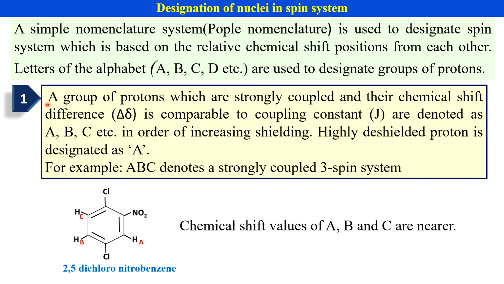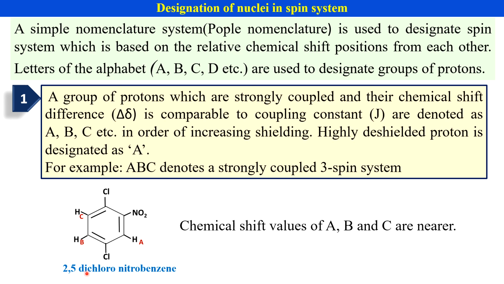Rule 1. A group of protons which are strongly coupled and whose chemical shift difference is comparable to coupling constant are denoted as A, B, C, etc. If such letters consecutively come, then there is a small chemical shift difference, and the letters are given in order of increasing shielding. That is, the highly deshielded proton is designated as A, then B, then C, etc. For example, ABC denotes a strongly coupled 3-spin system.